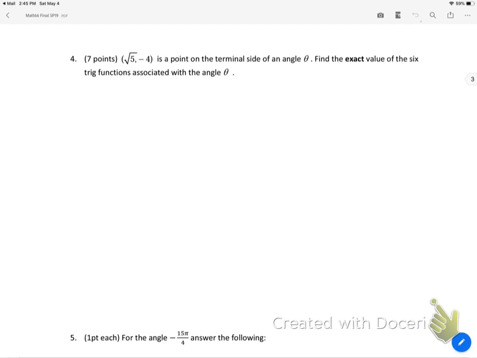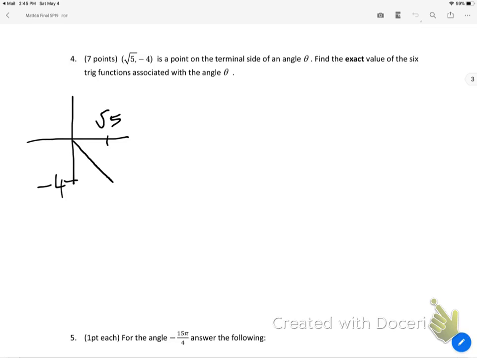Okay, we have this point on the terminal side of an angle. So I'll do a quick sketch of this. So (root 5, negative 4), something like this. In other words, if that's, say, root 5 and this is, let's say, negative 4. So it looks like it's in quadrant 4. Right, the exact value of the 6 trig functions associated with the angle.